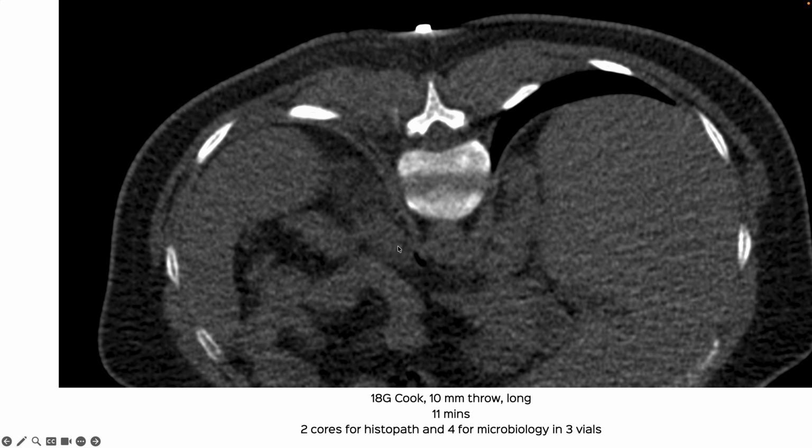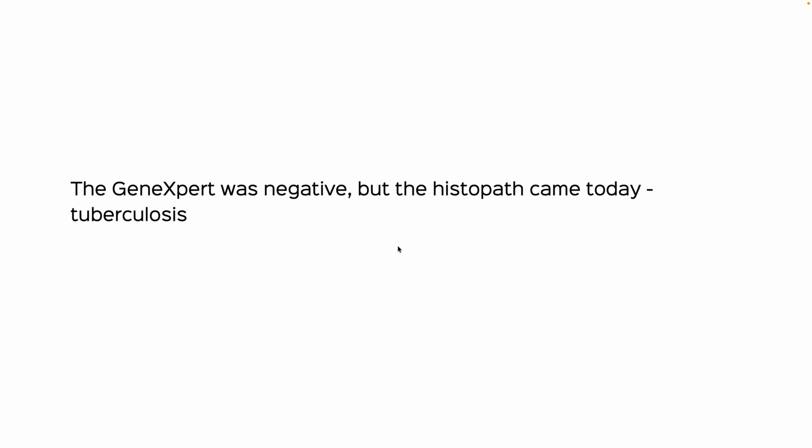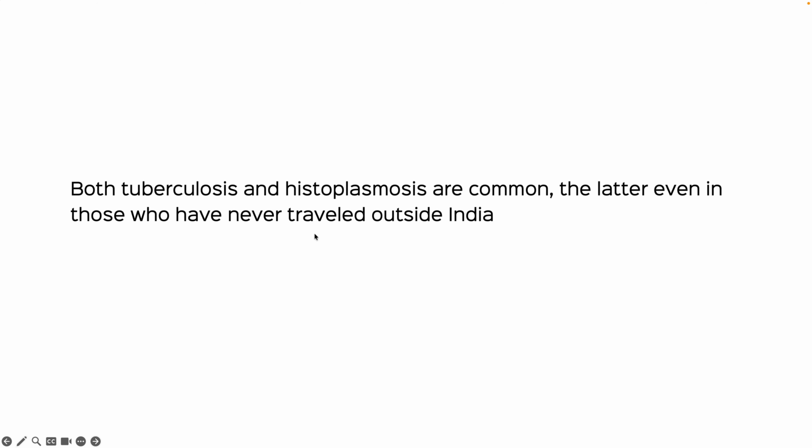Got two cores for histopath, four for microbiology, and three vials. So two were for GeneXpert and one for culture, one for fungal. The GeneXpert was negative, but the histopath today was unequivocally caseating granulomatous disease and therefore tuberculosis, and therefore that is not histoplasmosis. Now, both are common, and histoplasmosis in India in the adrenal glands occurs even in those who have never traveled outside India.